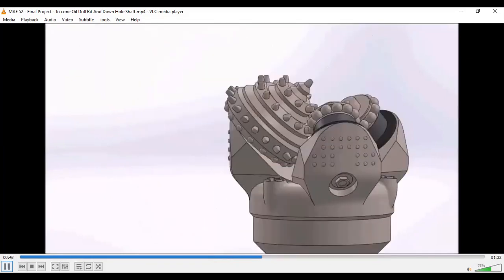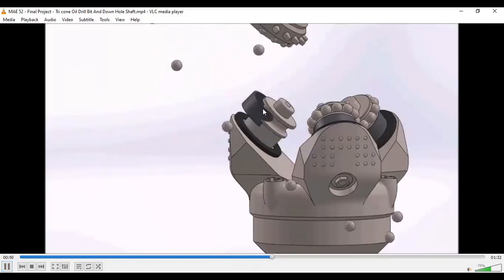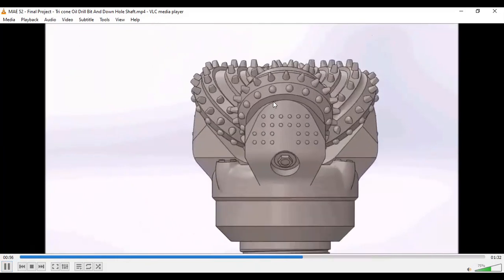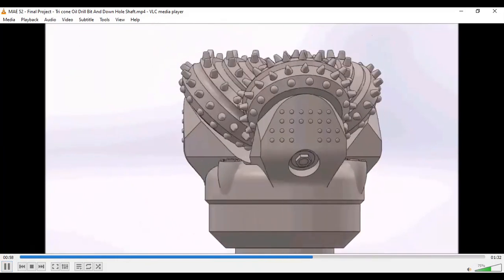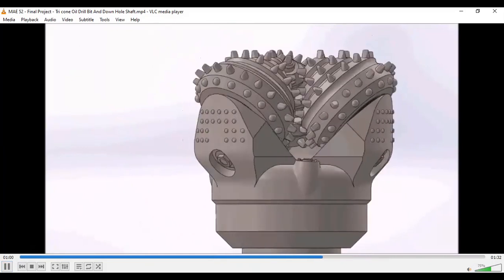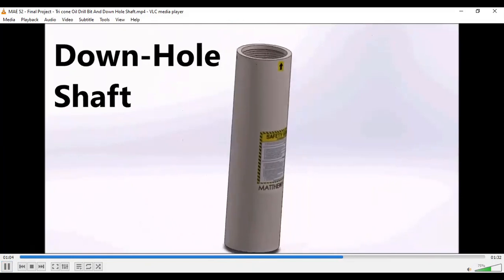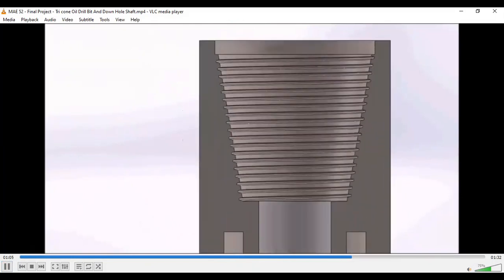Underneath each cone are 12 ball bearings, a silver sleeve to reduce friction, and a rubber seal in order to keep debris out of the bearing chamber. Each leg has a grease well that can be accessed by removing the compensator. This grease well feeds grease to the bearing chamber. The downhole shaft contains an internal thread and an inner cavity to transport the drilling fluid.